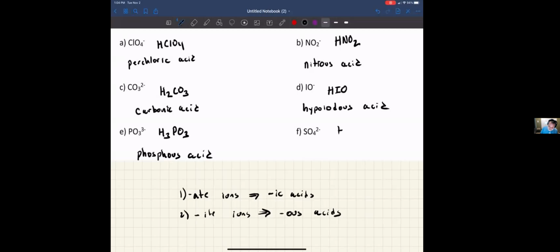And so it's a 2-, so I'll need 2 H pluses. And it becomes sulfate. This is just a slight change in the root word. It's not sulfic acid, it becomes sulfuric acid. So it is just a slight change in the root of the name of the polyatomic ion. So, sulfuric acid. Okay, and that's all there is to it.